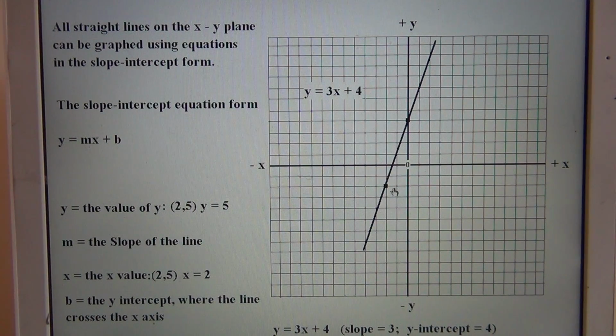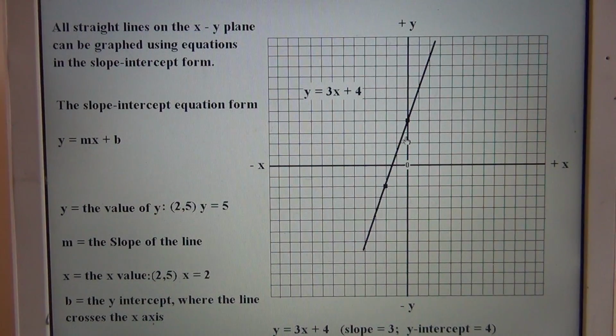Well, let's take a look. Here are our 2 points, right here and here. So let's calculate the rise. 1, 2, 3, 4, 5, 6. So the rise is 6, and 6 goes on top, and the run is 1, 2. So we have 6 divided by 2, which is 3. So the slope of this line is 3, and we know the y-intercept is 4.